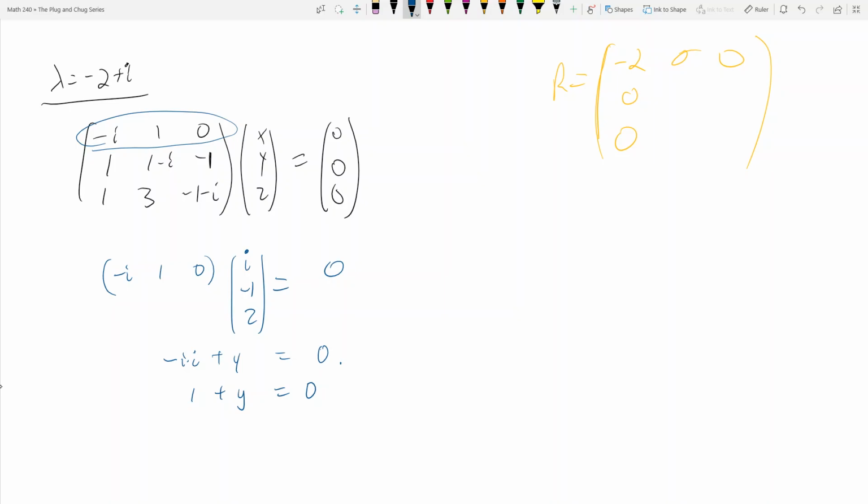Now we have to solve for z. How do we solve for z? You do it in the following way.